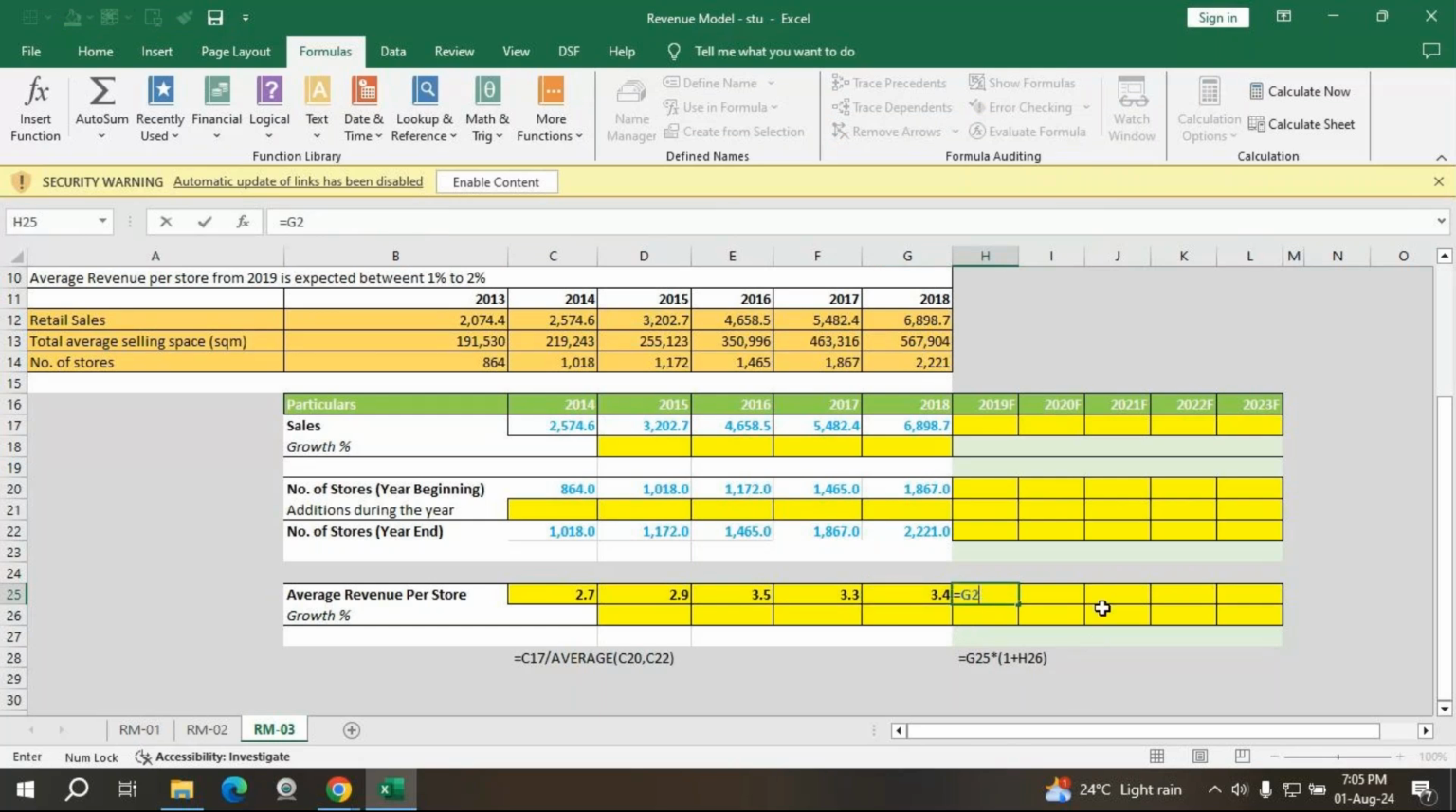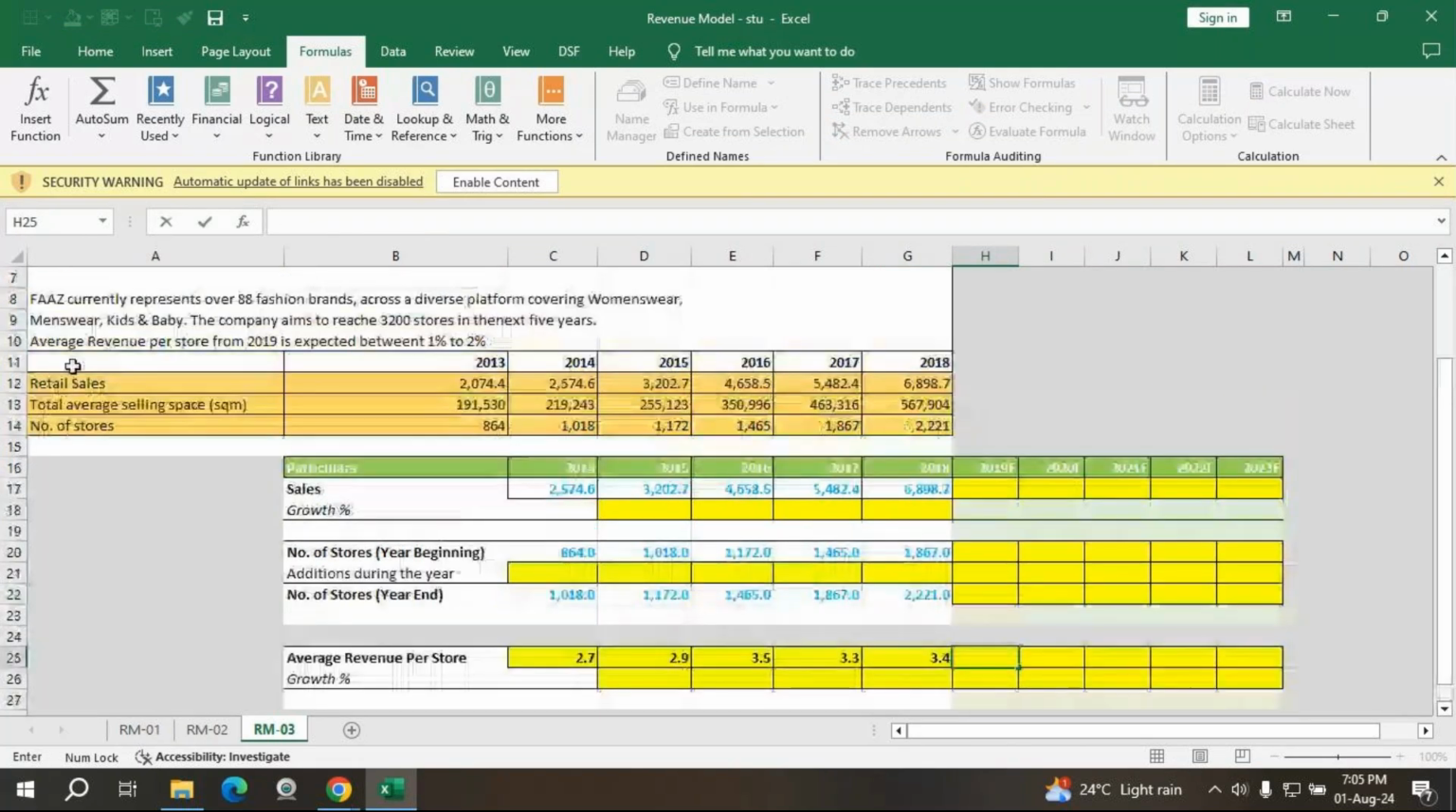So before this, what they are telling in the question is that average revenue per store from 2019 is expected to grow between 1 to 2%. So if you want, you can take 1% for 2 years and 2% for the other 3 years, the choice is yours. I'm just making it so that I take 1% in the first year, 1% in the second year, 1% in the third year, and the rest 2% in the other 2 years.